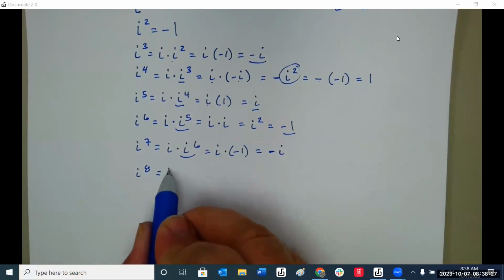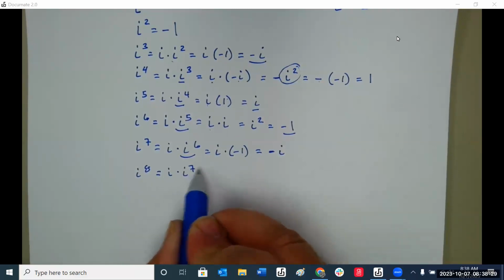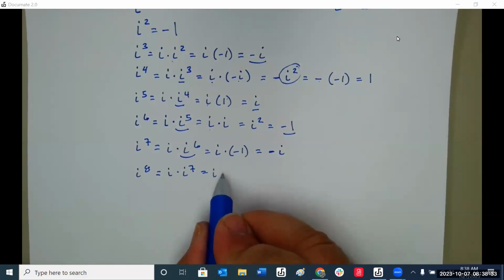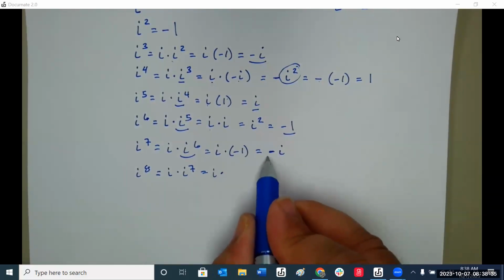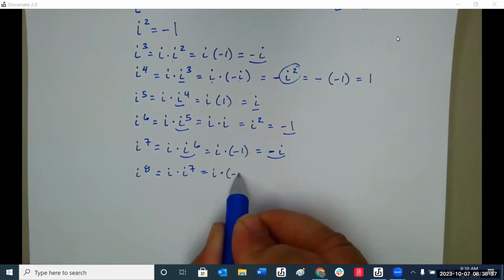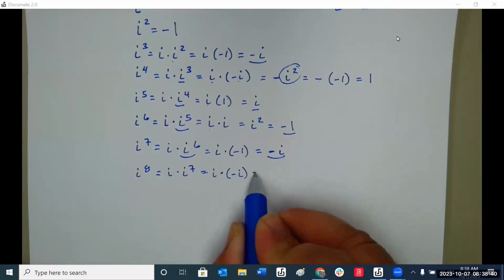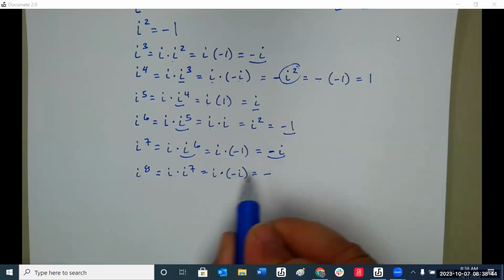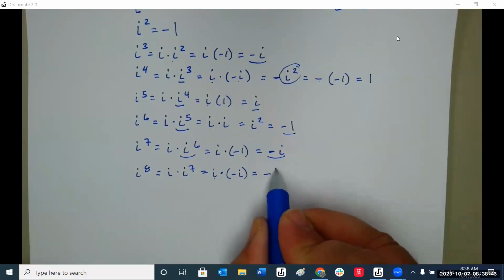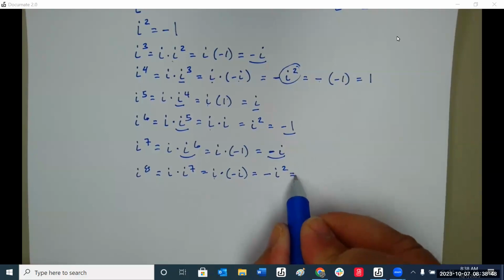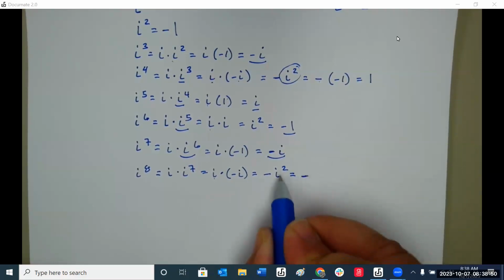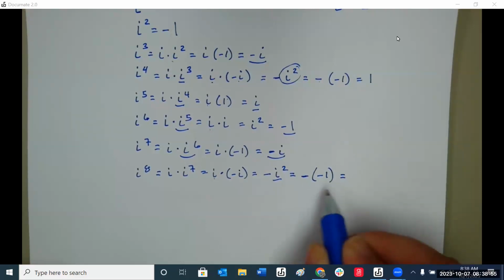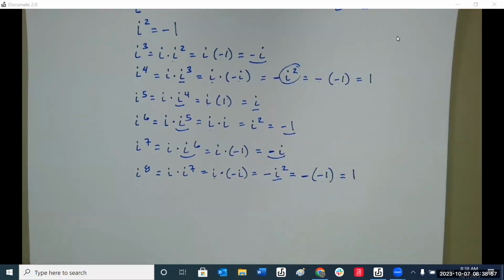And i to the eighth is i times i to the seventh. i to the seventh we figured out was -i. Positive times negative is negative. i times i is i squared. Negative times i squared, which is -1, is +1.